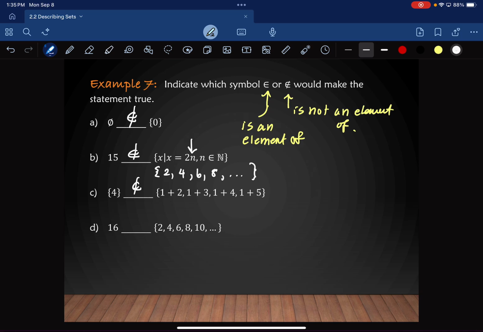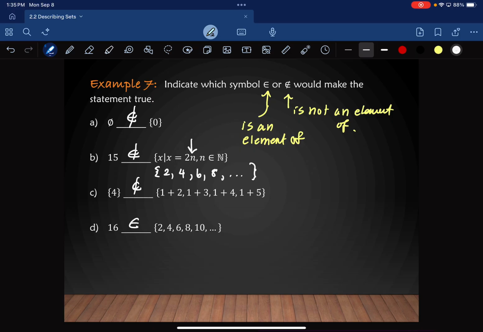Even numbers again, right? This one's in a listing method. We don't have to do much work to see this. It's even numbers. So we have the number 16 on the left, and the even numbers being described on the right. Is 16 an element of the even numbers on the right? Yes. So what do I get to put in that blank? I get to put the element symbol in that blank. So only one here was an element.